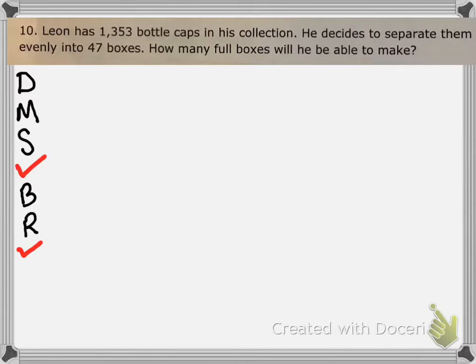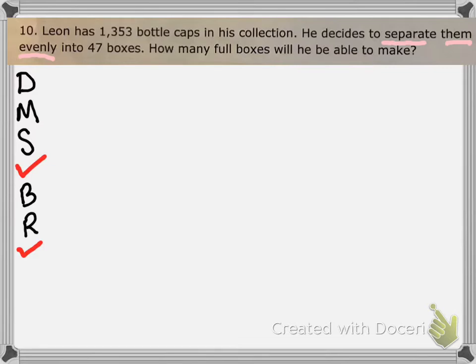The problem says that Leon has 1,353 bottle caps in his collection. He decides to separate them evenly into 47 boxes. How many full boxes will he be able to make? When I read this problem, the first thing that popped out in my mind were the words separate them evenly, which is a good clue that tells us that we are going to divide.